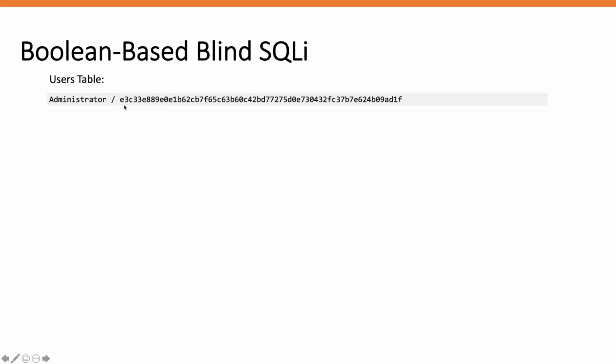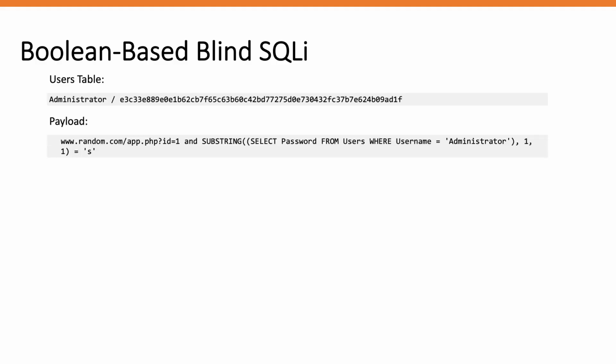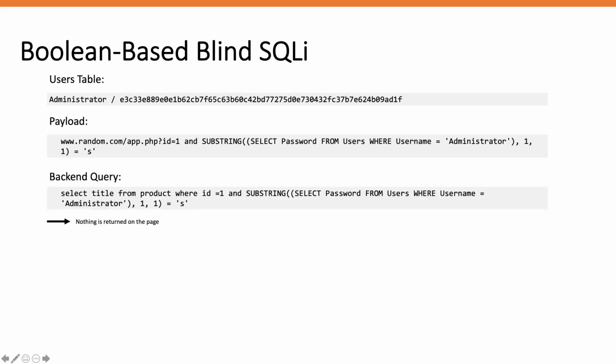And so I want to extract this hashed password for the administrator, but I can't simply output it on the page like I would for union-based SQL injection. And so I have to use my Boolean-based SQL injection in order to output it. And that's only done by asking the application true and false questions. And so the way I'm going to do that is by using this payload over here, which generates this query over here. I'll use the substring function.